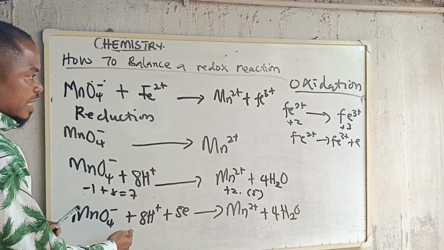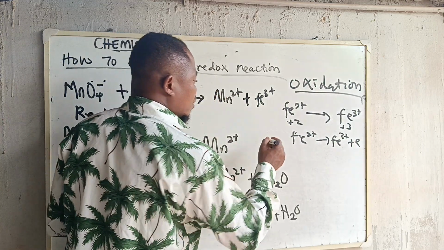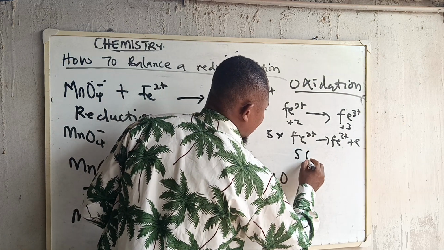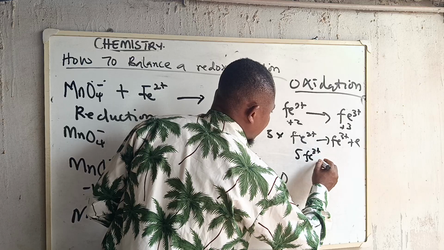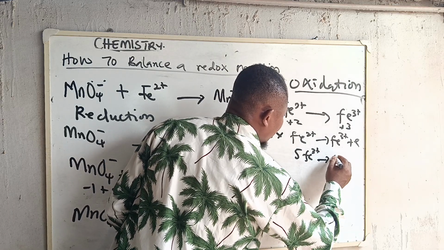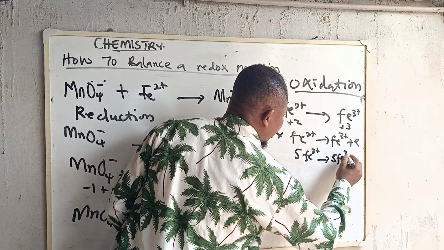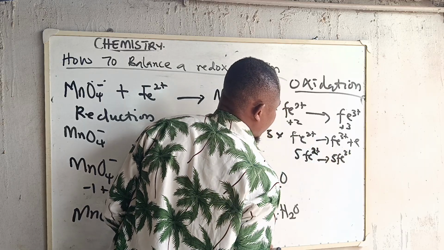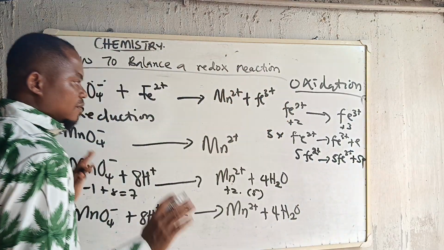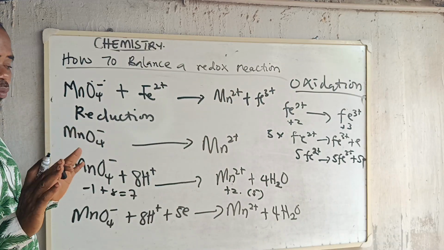And how do we do that? Since there are 5 electrons here and there is 1 here, I will equalize by multiplying here by what? 5. So I'm going to get 5Fe2 plus going to 5Fe3 plus plus 5 electrons. And that is a balanced oxidation process.